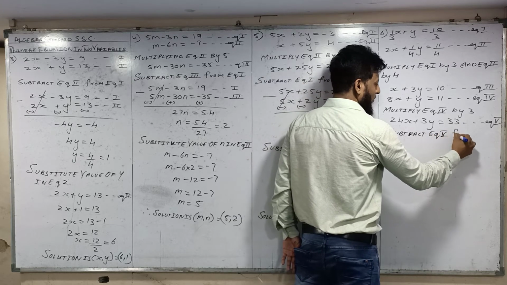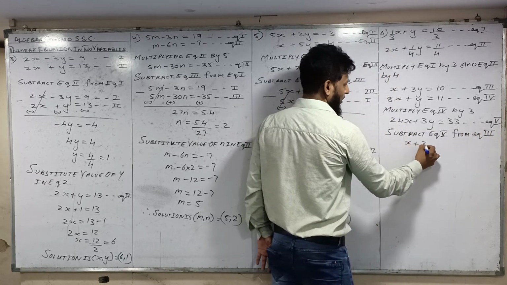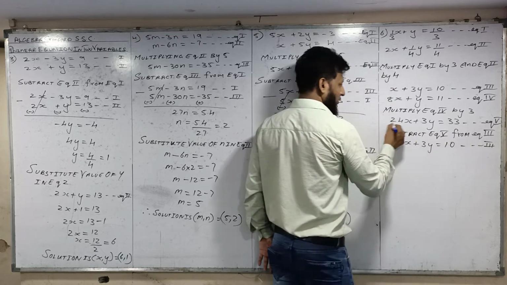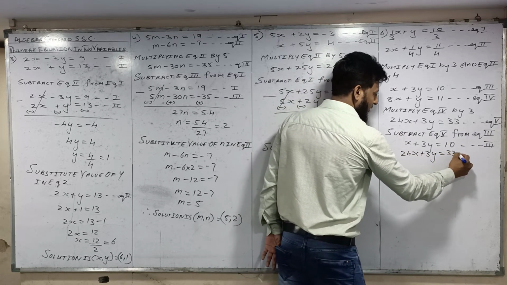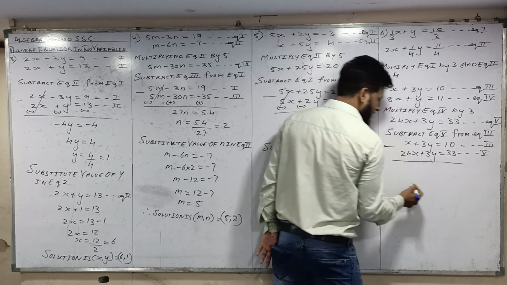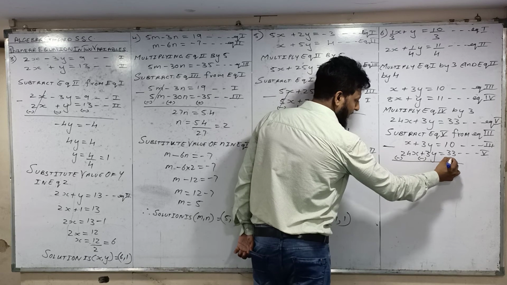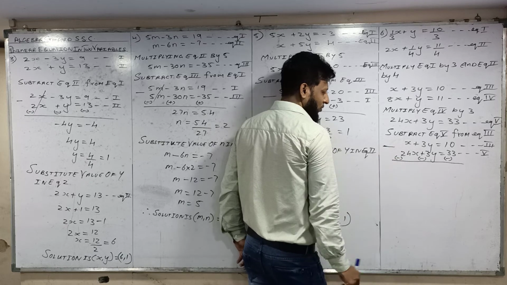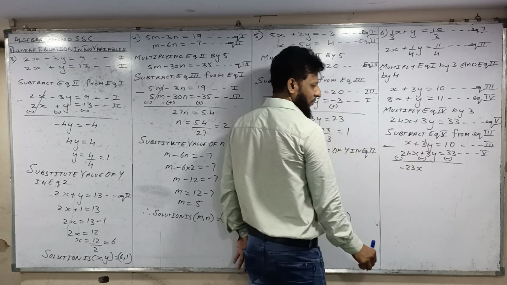Subtract equation 5 from equation 3. Now I am writing equation 3: 3x plus 3y is equal to 10, equation 3. Then see equation 5: 24x plus 3y is equal to 33, equation 5. So we are subtracting, so I am writing the sign and just changing the sign. Plus 24 becomes minus 24, plus 3 becomes minus 3, and plus 33 becomes minus 33. So 3x minus 24x is minus 21x, and plus 3y and minus 3y cancel.